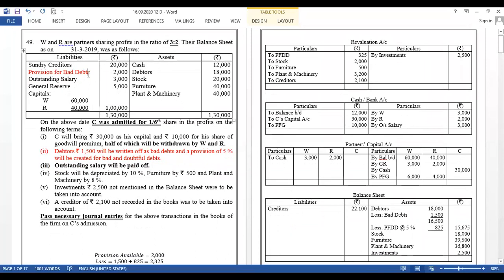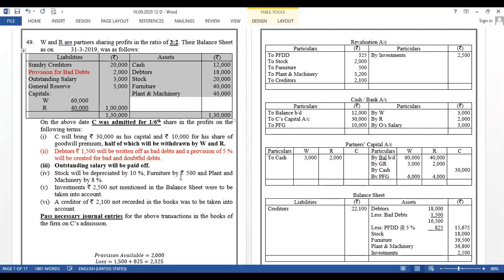Provision has been taken into account. Outstanding salary was paid. General reserve was distributed. And capital has already been mentioned in the capital account. So I'm done with the balance sheet part also. Got it? So this is step 1, the adjustments. Step 2, to check all these amounts. If any amount has no adjustment at all, like any asset or any liability, that will be copied as it is in the new balance sheet also. So we are done with step 1 and step 2.